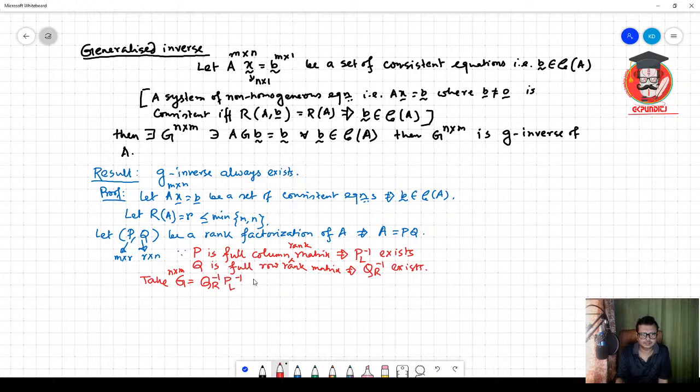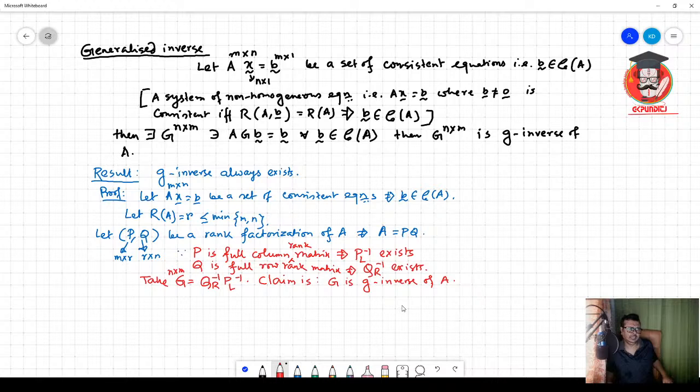Now my claim is the matrix G is a G inverse of A. If I prove this, that G is a G inverse of A, then G inverse always exists. Why? Since we already proved in my last class, that is day 8, that rank factorization always exists. So using rank factorization, we can easily construct G. And if I prove this G is the G inverse of A, then G inverse always exists. Okay. So G is the G inverse of A. For proving this statement, we need to show that AG b̃ equals b̃.